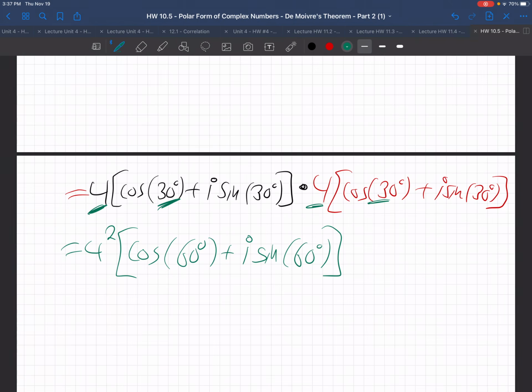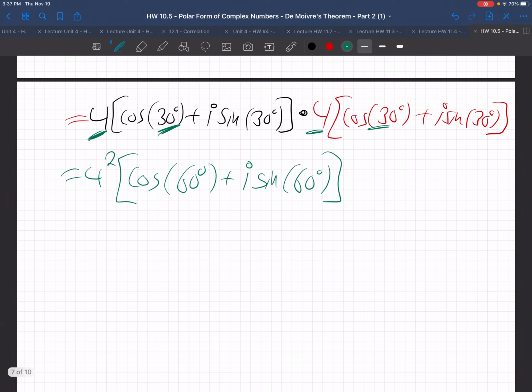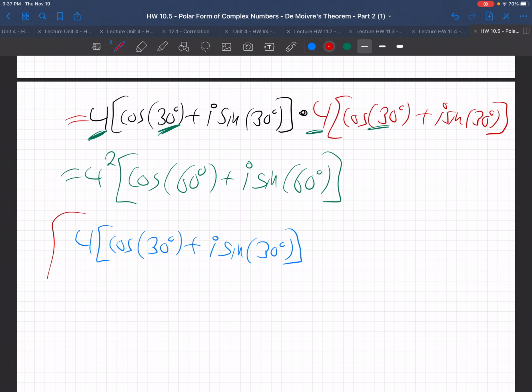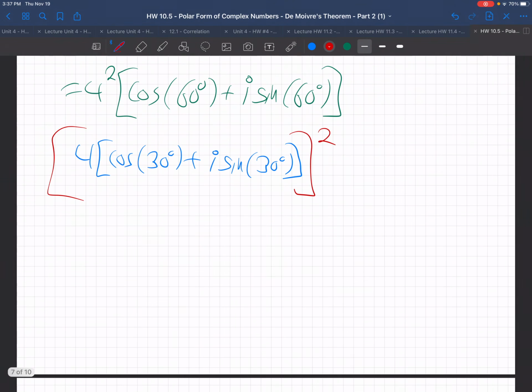Okay, so let's think, what does that mean? Well, that leads us to the power rule. Remember the power rule? If you have 4 times cosine 30 degrees plus i sine 30 degrees, and you take the whole thing to, say, the second power, what did the power rule say?